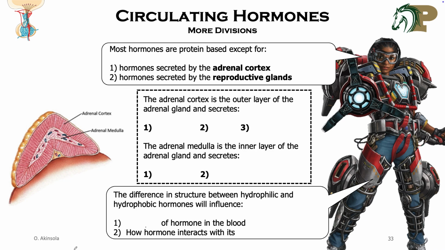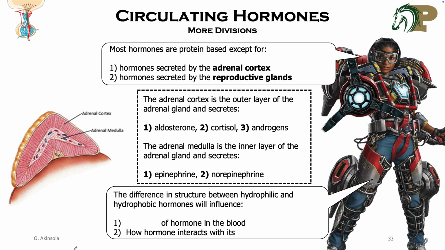The adrenal cortex, just so you guys are all aware, we'll go into more detail on this later, is the outer layer of the adrenal gland and will secrete these three hormones. We'll talk more about these in detail when we get to the adrenal gland. The adrenal medulla is the inner layer of the adrenal gland, and it will secrete epinephrine and norepinephrine. Those are your catecholamines.